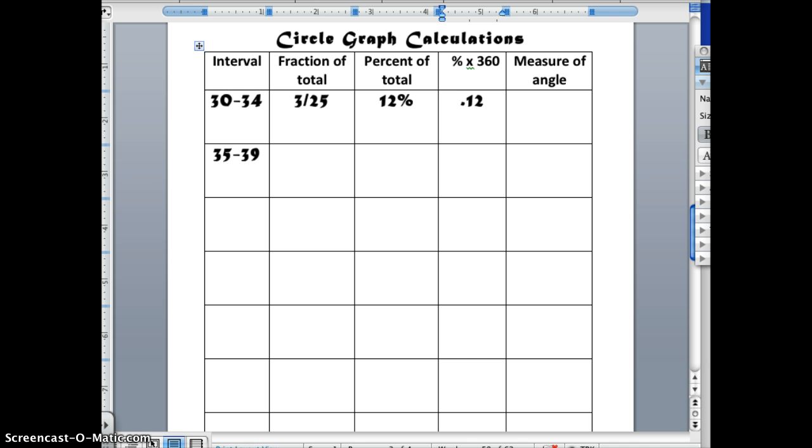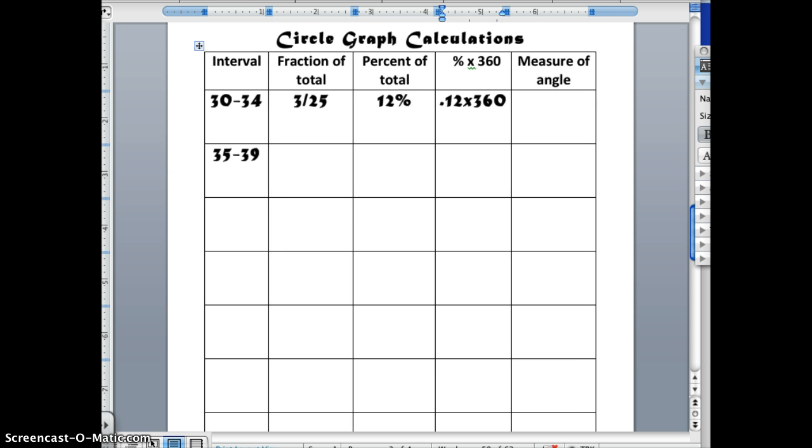Now 12% is 0.12, and we're going to multiply that times 360 degrees. We want to find out what 12% of the whole circle is in degrees. When we do that, we find out that our measurement is approximately 43.2 degrees. Now we don't want to put 43.2, we're just going to keep it as 43. So our measurement is 43 degrees, and we'll leave it just like that.